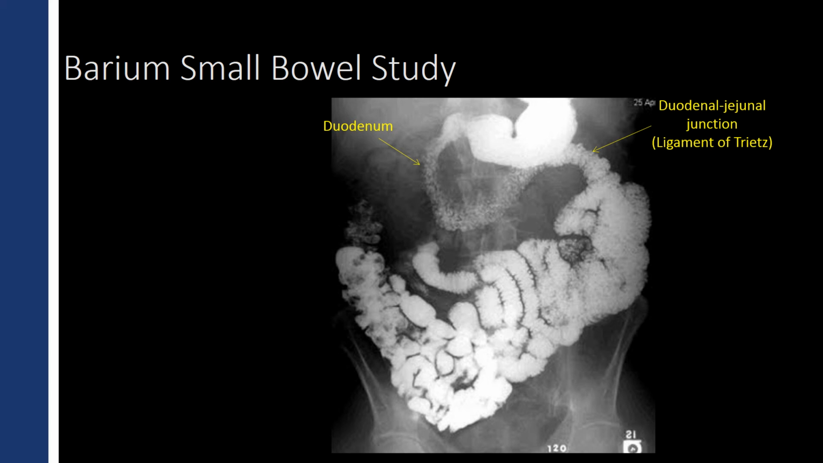Now, we don't see the ligament of Treitz on barium studies or on CT scan, and that's why, as a purist, it sort of bugs me when people say, well, here's the ligament of Treitz. No, here is the duodenal jejunal junction. We just know that the ligament of Treitz attaches there, and that's important because this helps prevent malrotation and midgut volvulus.